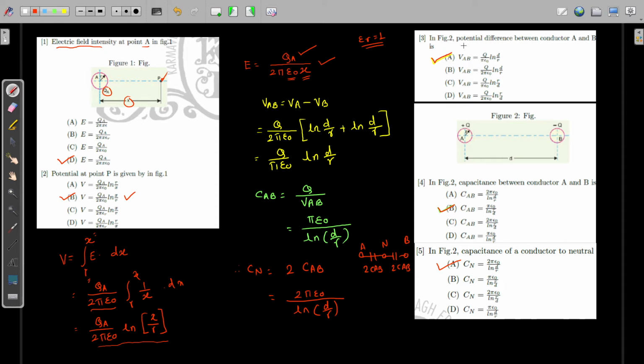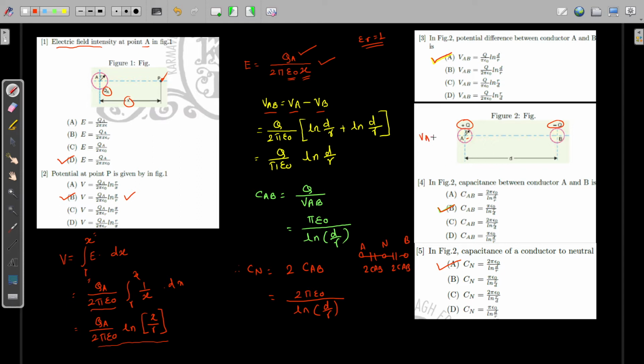In figure 2, what is the potential difference between point A and B? See, in figure 2, this is the plus q charge and this is the minus q charge. Both have radius r and they are kept d meters away from each other. So VAB is equal to VA minus VB. How will we calculate this VA?